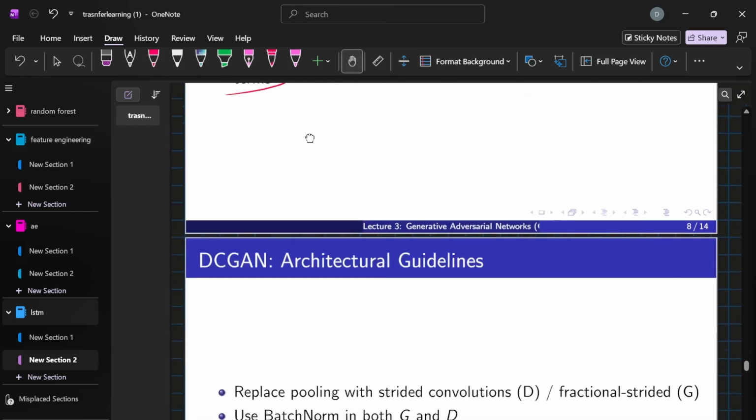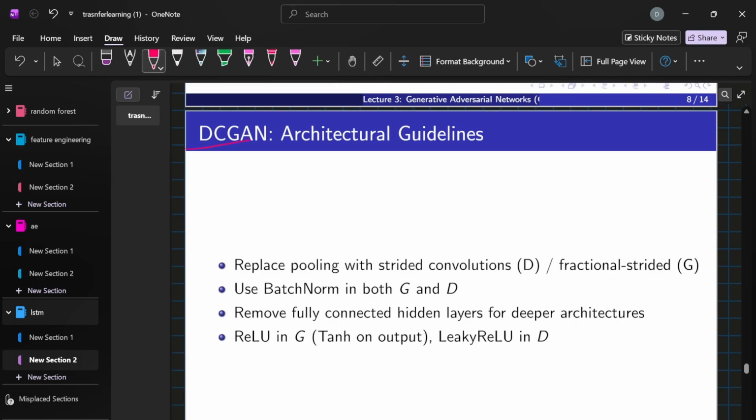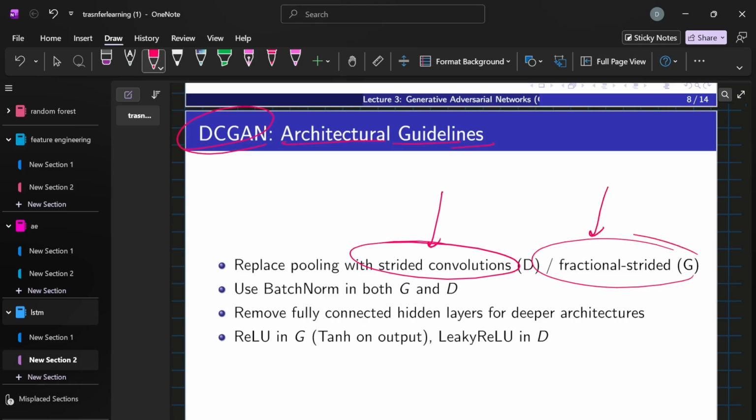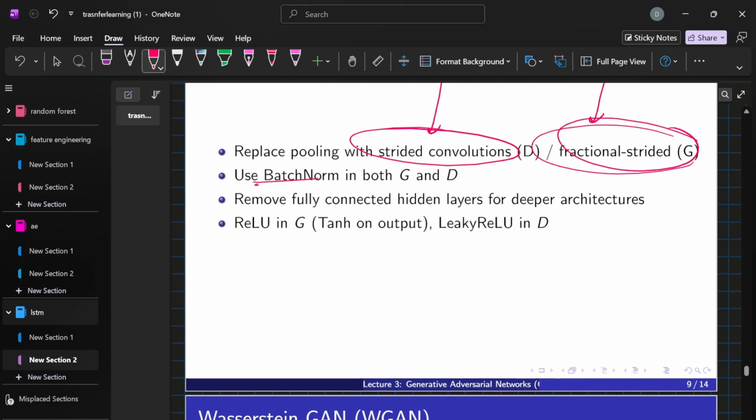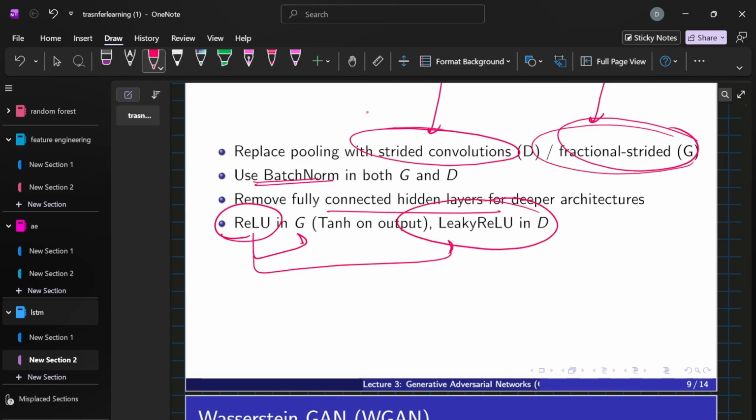Moving forward towards DCGAN. Now let's talk about the architecture of DCGAN, that is Deep Convolutional GAN. That was a landmark paper that gave practical guidelines for actually getting these things to train stably on images. Replace pooling layers with strided convolutions in D and fractional-strided convolutions in G. Use batch normalization in both networks. Drop fully connected hidden layers in favor of a fully convolutional architecture. Use ReLU activation in G with a tanh on the final output layer, and Leaky ReLU throughout D.